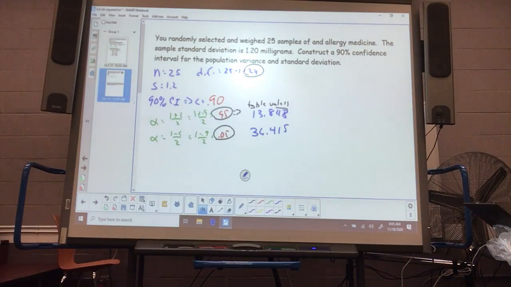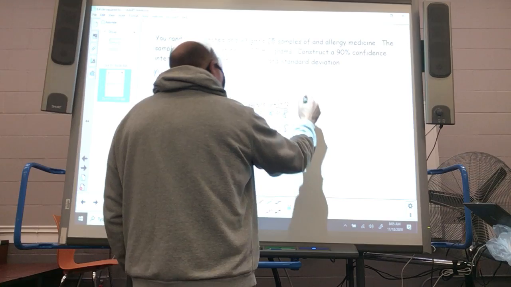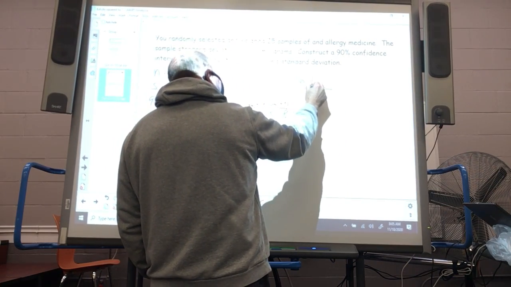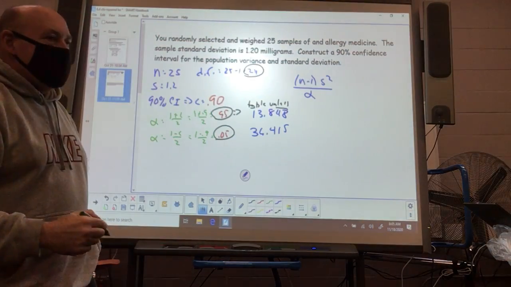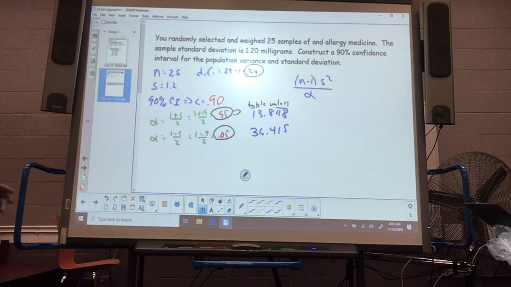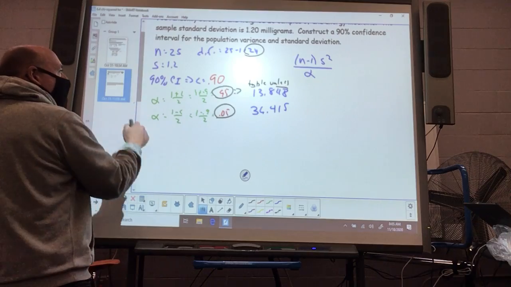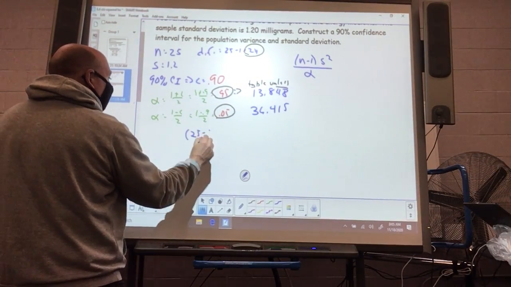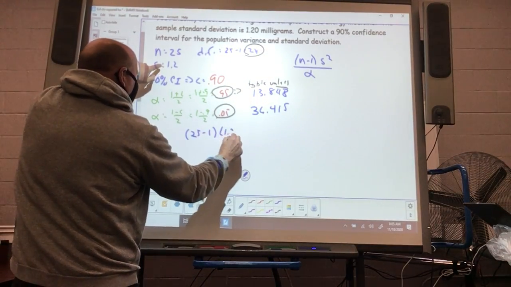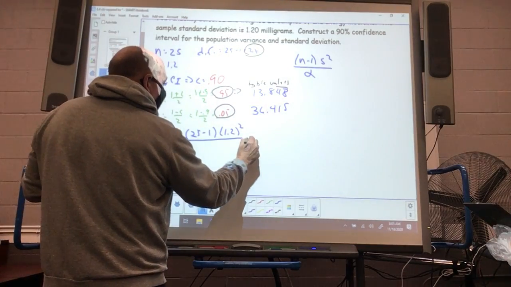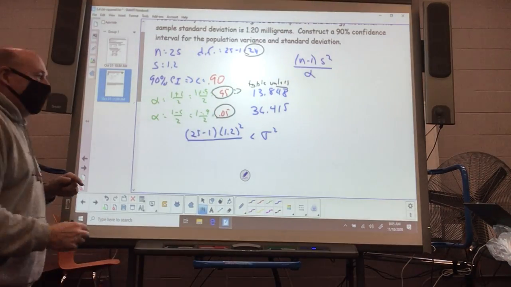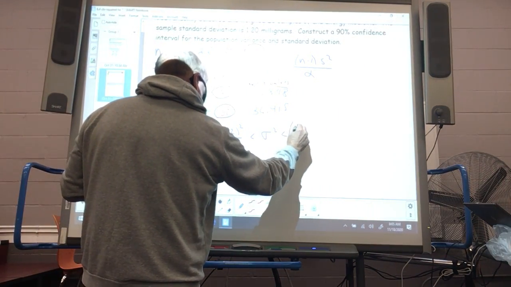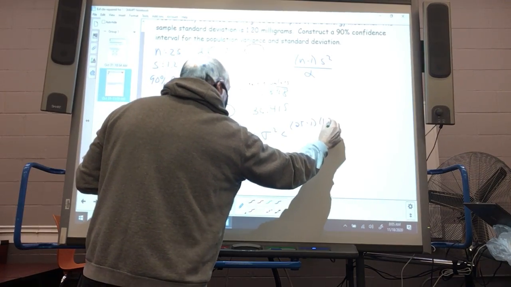Now the top for this is going to be the same. We have (n minus 1) s squared divided by this alpha value. You can go alpha left, alpha right, and remember this, that is fine. I don't like to remember too many things here. My tops are going to be the same. I have n minus 1, so 25 minus 1 times s squared, 1.2 squared. We have our population variance. And the same is going to be on this side, 25 minus 1, 1.2 squared.